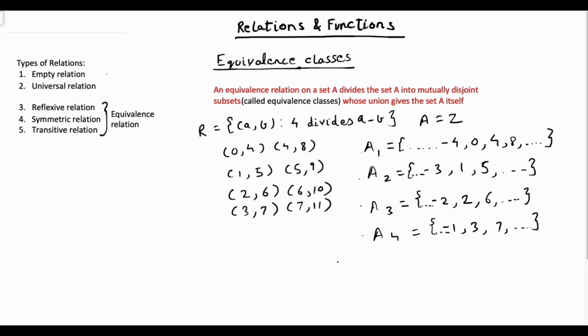The union of A1, A2, A3, and A4 gives the set of integers, which is the set A. Hence, this equivalence relation has divided the set of integers into four mutually disjoint subsets A1, A2, A3, A4, whose union gives the set A itself.